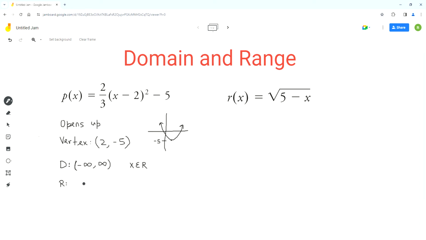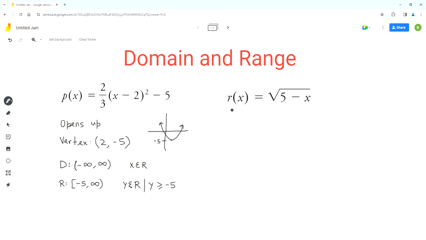So the range can be written in interval notation as [-5, ∞). So negative 5 is part of the range because that point lies on the parabola. Now in the other notation, the range can be written as y ∈ ℝ, and y is greater than or equal to negative 5. So this is the range of this function.